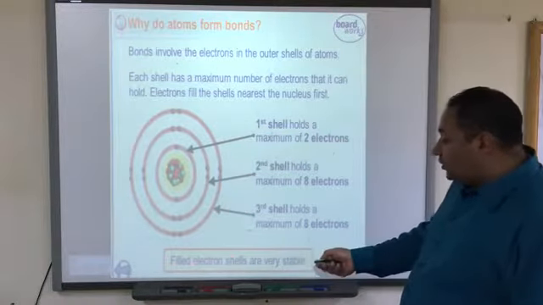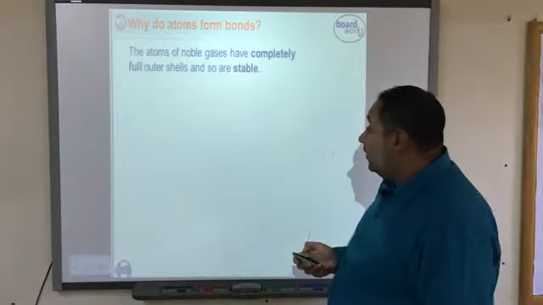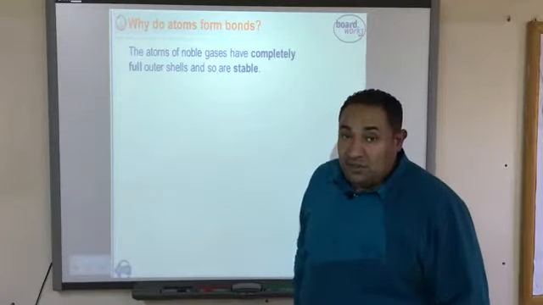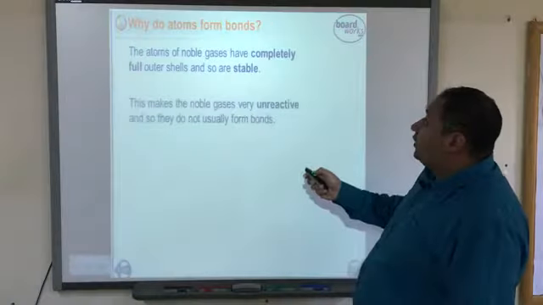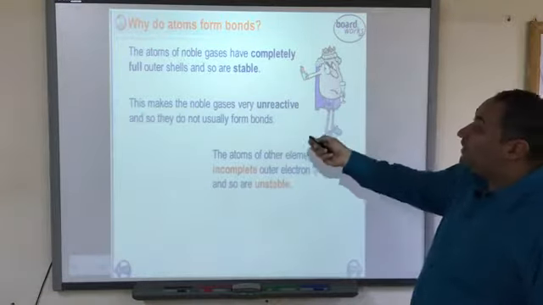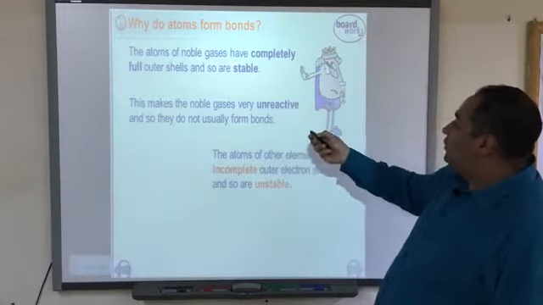So filled electron shells are very stable. It makes you stable like all noble and inert gases. They travel in single atoms. They need no help, no support. As you see, the atoms of noble gases have completely full outer shells and so are stable.